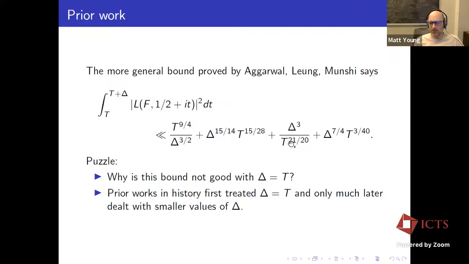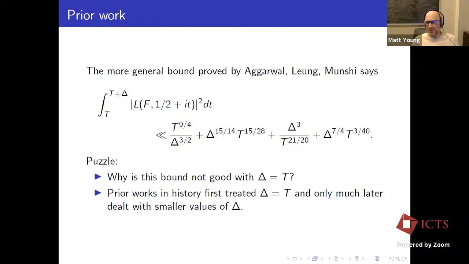Yeah, like this bound, delta cubed over t to the 21 over 20, that's pretty close to t squared when delta is equal to t. So that's way bigger than t to the 3 halves. Okay, so the bound is not good when delta equals t.